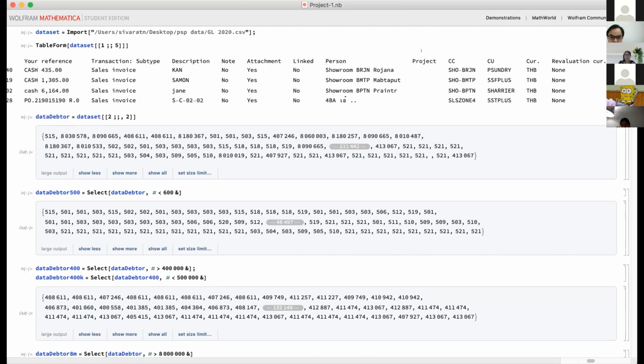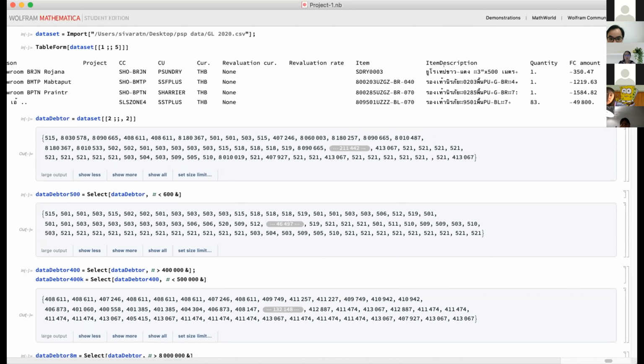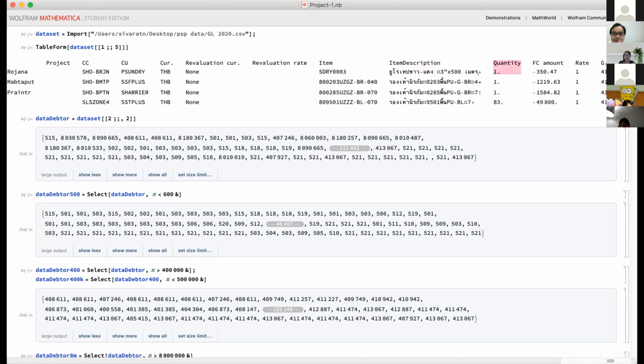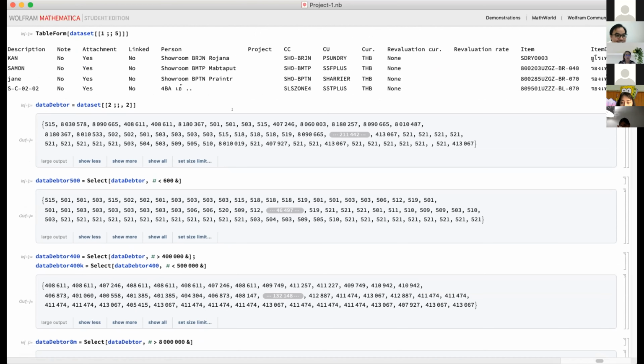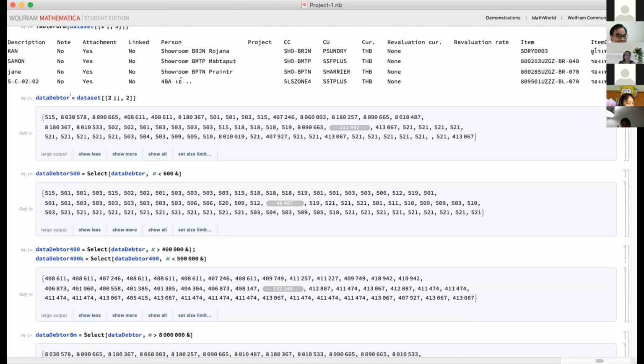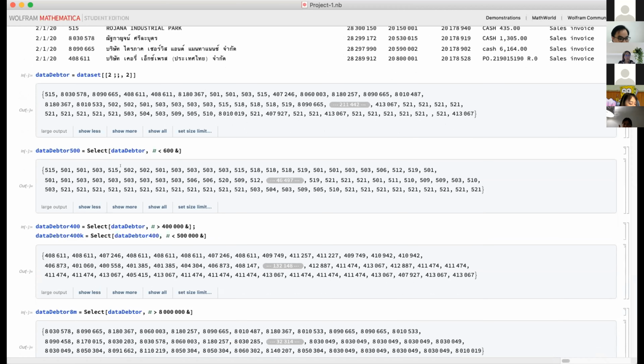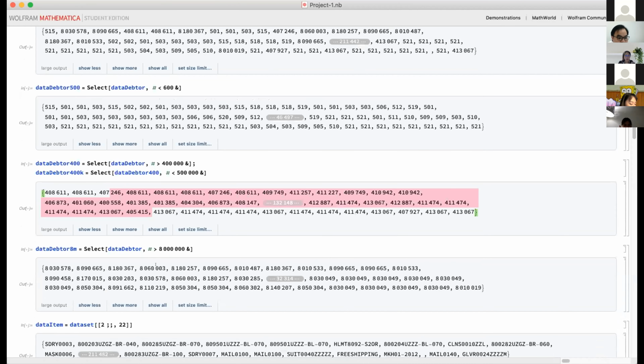The items are here. Okay, so this is sales tally. Yeah, gotcha. So I selected the debtor column, which the numbers vary from 500 here to like 400,000 and like 8 million. So I separated the data into 3 variables.